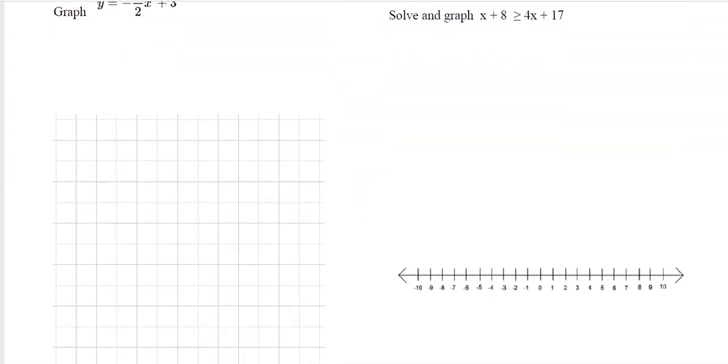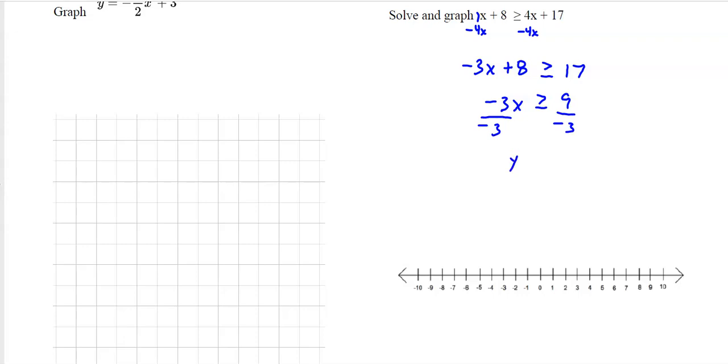Solve and graph this inequality. So let's kind of go through this. So I just solve it straight up. Maybe this time I'll minus 4x from both sides. So that'll be negative 3x added to 8 is greater than or equal to 17. I'll minus the 8 from both sides. Now I'm going to divide by a negative 3, divide by a negative 3. Oh crap, when you divide by a negative, flip the sign.